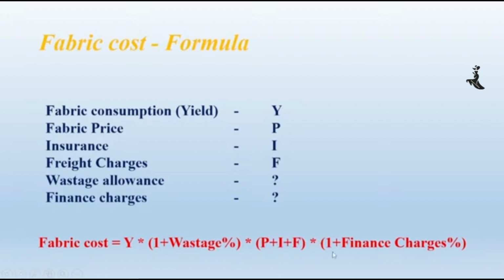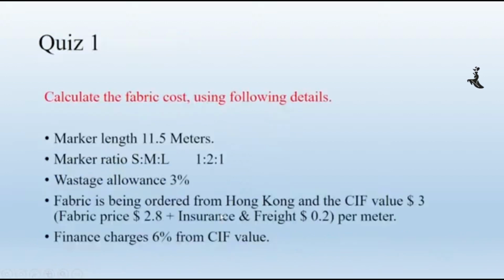And this is an example question. Here it's marker length. We have to calculate the fabric cost based on these details. Marker length is 11.5 meters. Marker ratio is small, medium, large, 1 into 2 into 1, so there are 4 pieces in that marker. Wastage allowance is 3%. Fabric is being ordered from Hong Kong and the CIF value is: fabric price $2.8 plus insurance and freight $0.2 per meter. Finance charges is 6% of the CIF value.